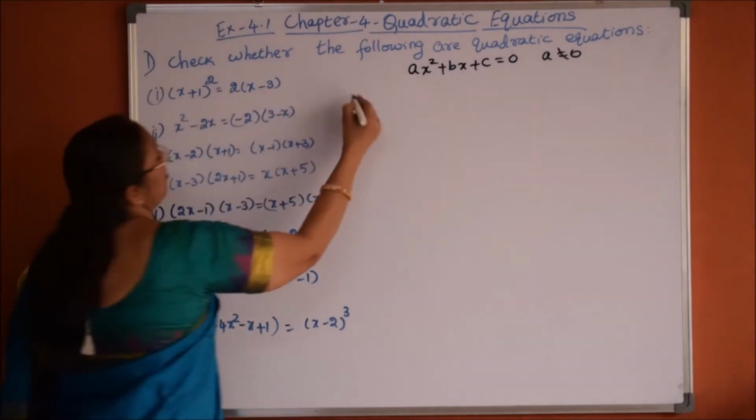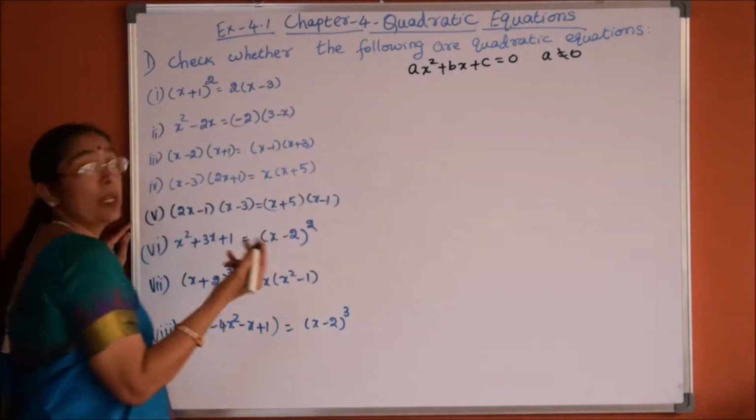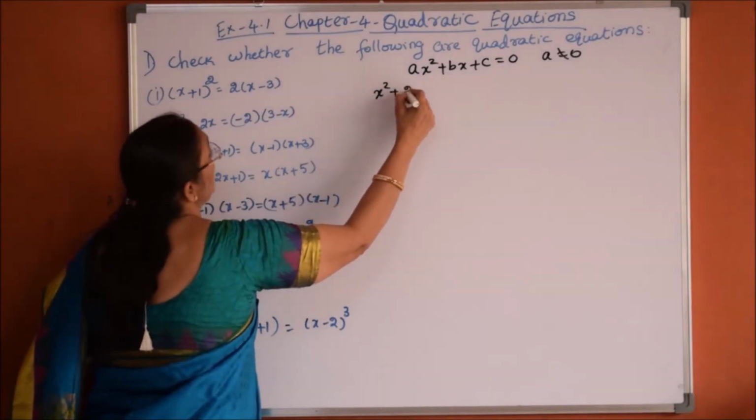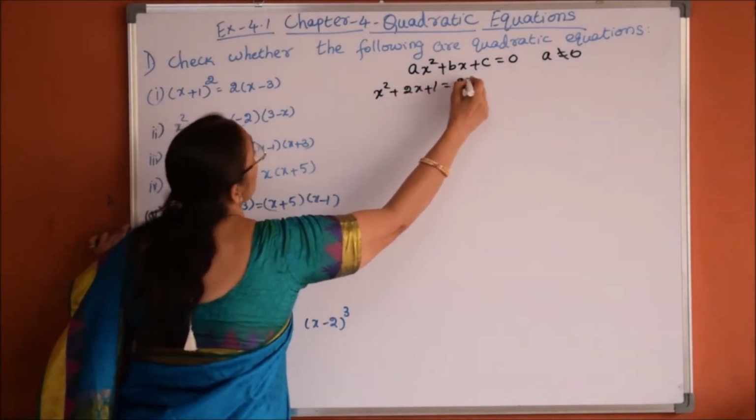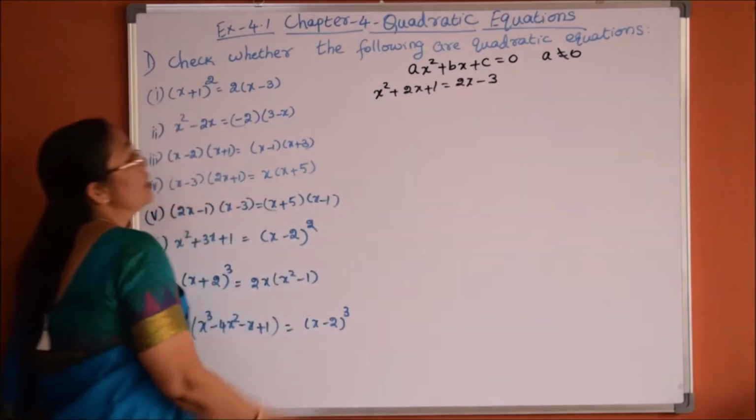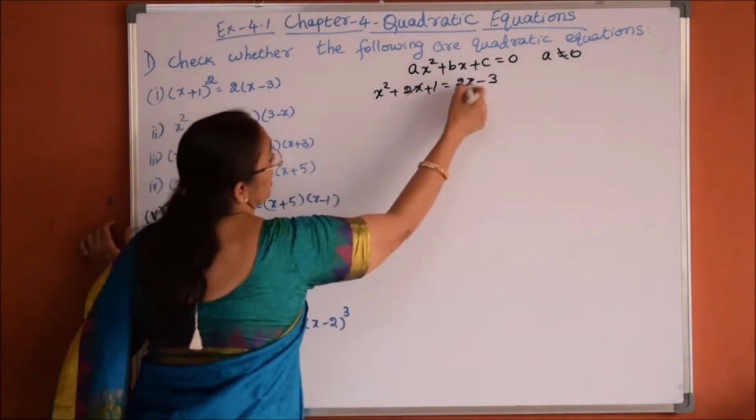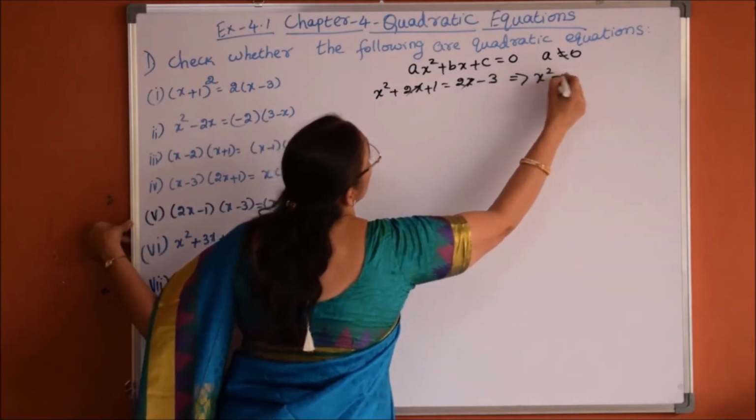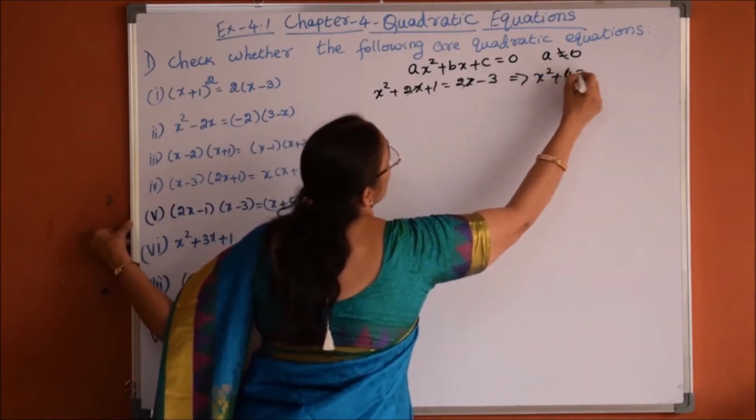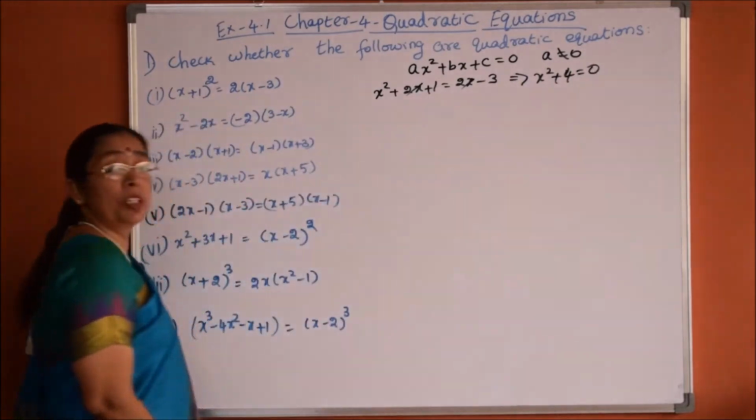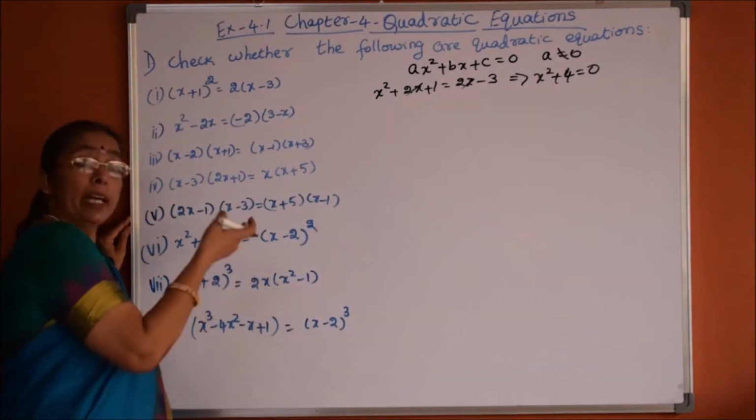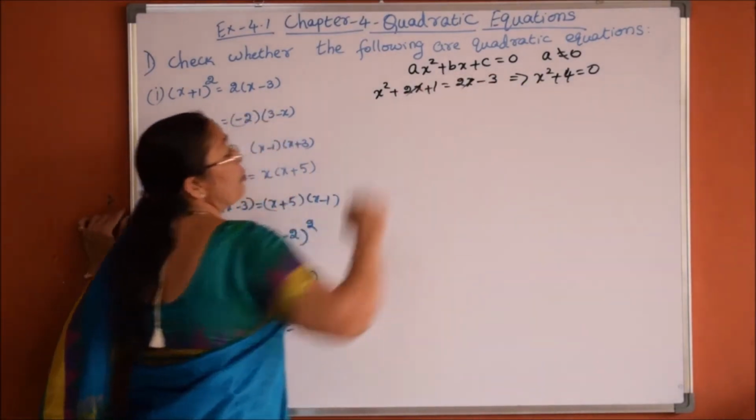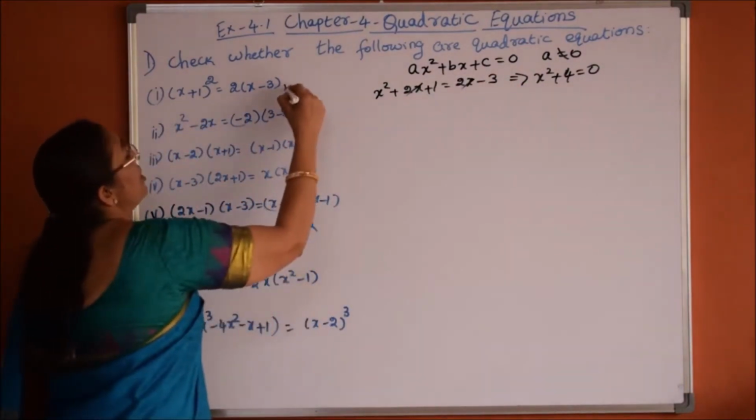Considering the first problem, x plus 1 whole square. Let us expand it: x square plus 2x plus 1 is equal to 2x minus 3. On arranging both the sides we can cancel 2x. So the equation is x square plus 4 is equal to 0. The degree of this equation is 2. b can be 0 for us, no problem. So x square plus 4 is equal to 0. Therefore, the given equation is a quadratic equation.